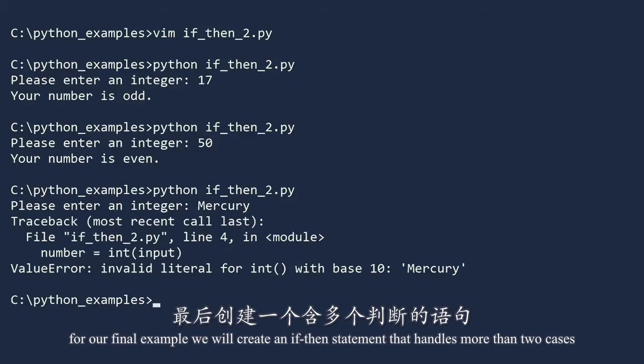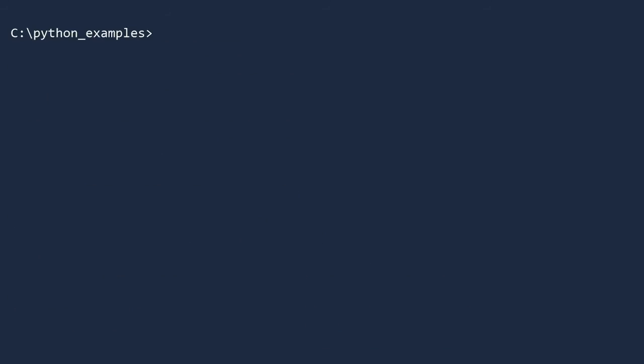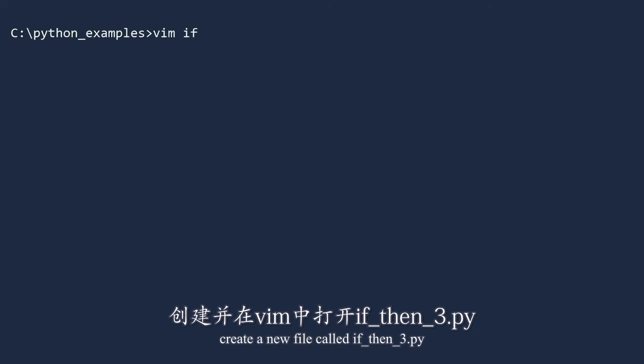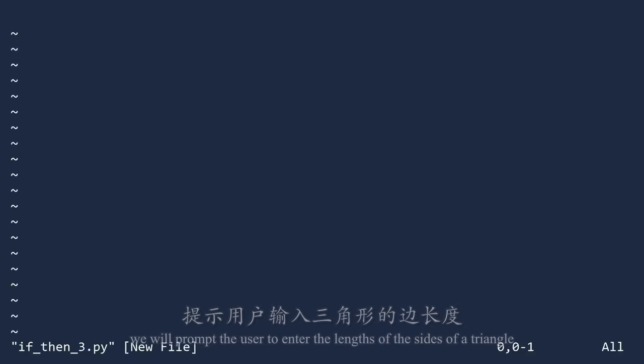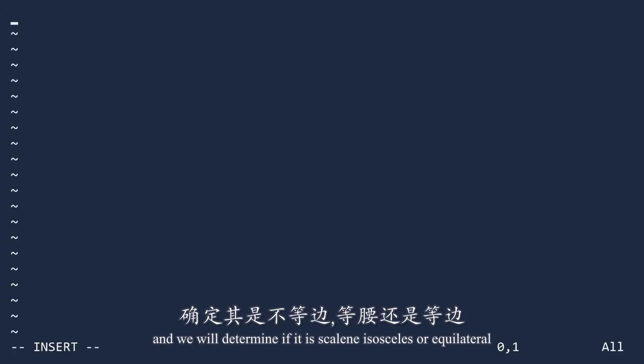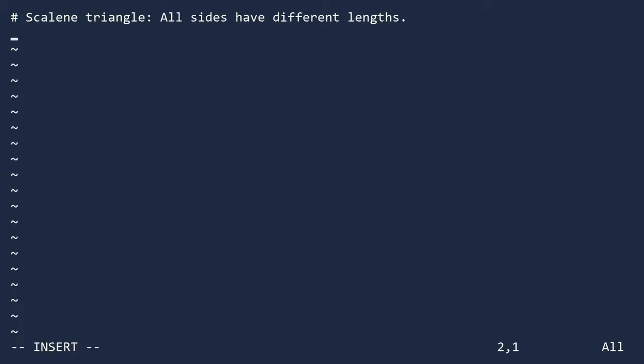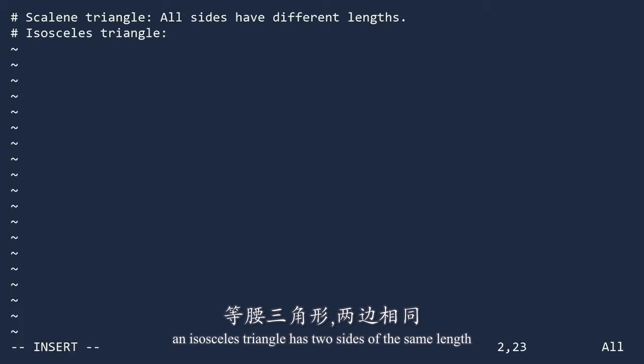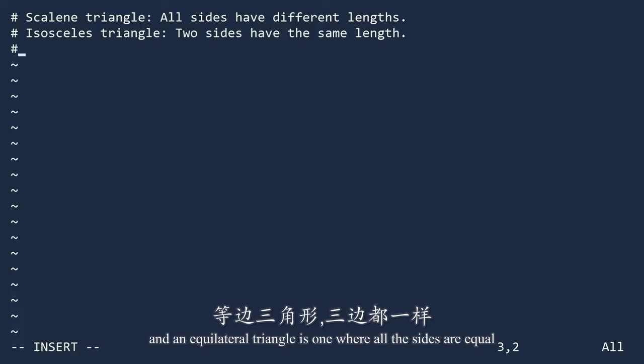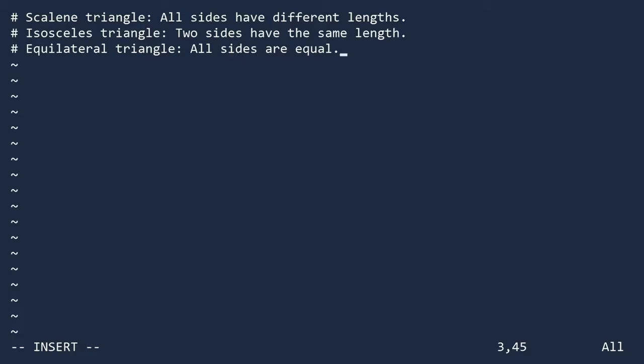For our final example, we will create an if-then statement that handles more than 2 cases. Create a new file called if-then3.py. We will prompt the user to enter the lengths of the sides of a triangle, and we will determine if it is scalene, isosceles, or equilateral. A scalene triangle is one where all 3 sides have different lengths. An isosceles triangle has 2 sides of the same length. And an equilateral triangle is one where all the sides are equal.